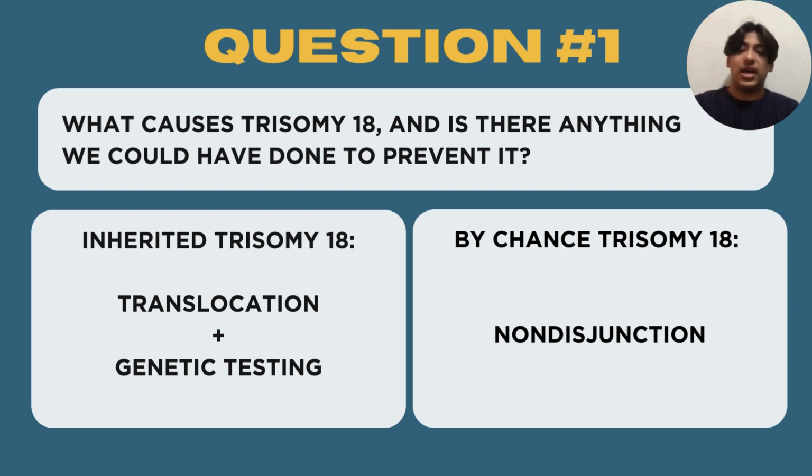What this means is that the parent has a rearrangement of their chromosomes that doesn't cause any issues for them, but it can increase the risk of their children having an extra chromosome. In this case, genetic testing can be done to effectively see if either parent carries this translocation. Identifying this can help guide future family planning and understand the likelihood of passing the condition on to future children.